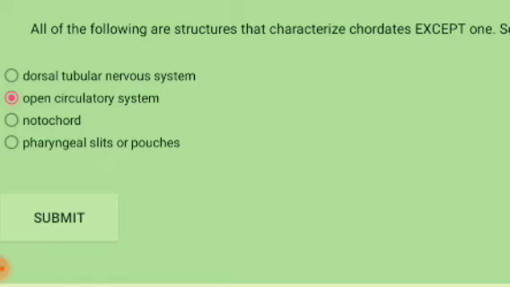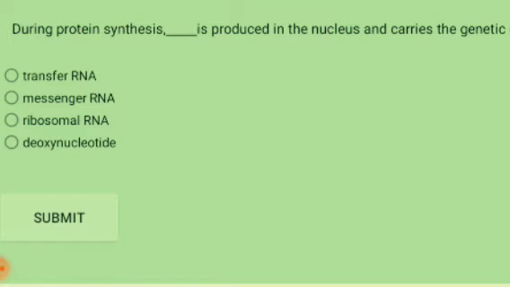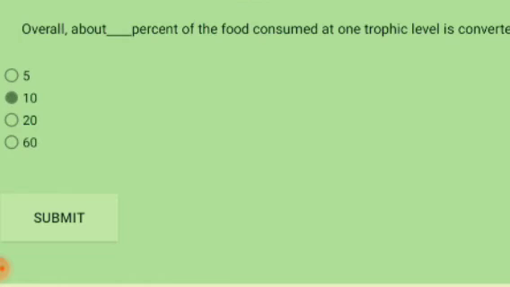It's actually option B. During protein synthesis, dash is produced in the nucleus and carries the genetic code to the cytoplasm. Option A, transfer RNA. Option B, messenger RNA. Option C, ribosomal RNA. Option D, deoxynucleotide. So during protein synthesis, messenger RNA is produced in the nucleus.